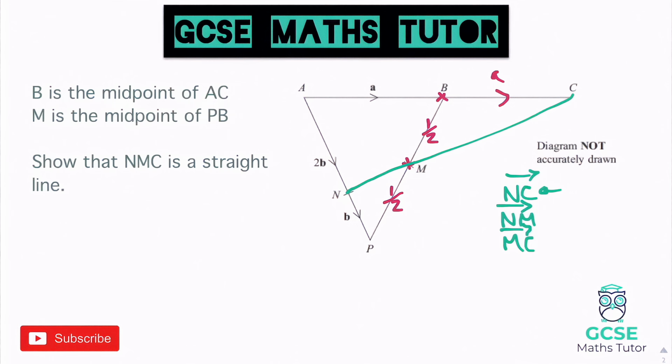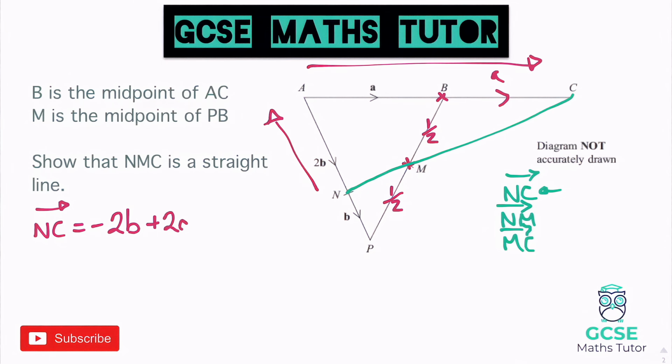But N to C, that's quite a nice easy one actually, because I can go from N here, I can go backwards up this 2b. So I'm going to write this down, the vector N to C. So I can go minus 2b. Let's have a look, minus 2b, because I'm going backwards through that 2b. And then I can move all the way down the line here from A to C, and that's 2 of those a's there, so plus 2a. There we go, and there's the vector N to C.